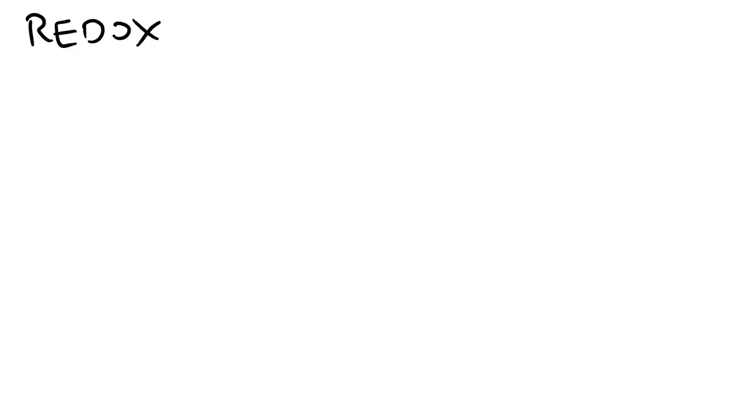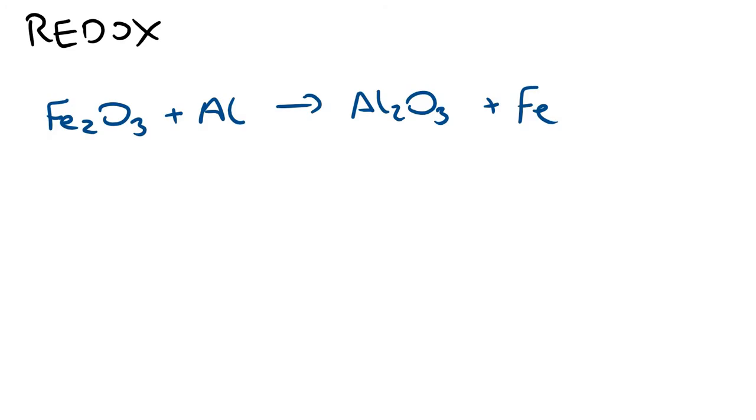So the most obvious thing is when a substance gains oxygen. And we're just going to look at a displacement reaction for this. This reaction, where we react aluminium with iron oxide to produce aluminium oxide and iron, is an example of a redox reaction.